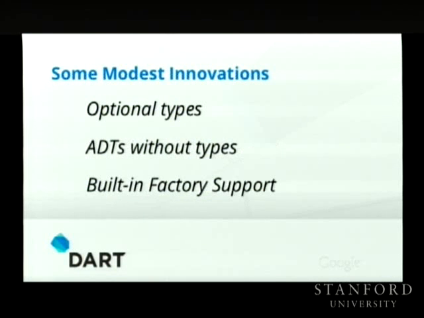So optional types, that's probably the main thing I'll be talking about. I'll also talk a little bit about essentially supporting abstract data types without types, or in a dynamically typed language, as it were, which is slightly interesting, and built-in factory support. All of these things are what's modestly new in Dart that hasn't been perhaps as widely circulated as the rest.